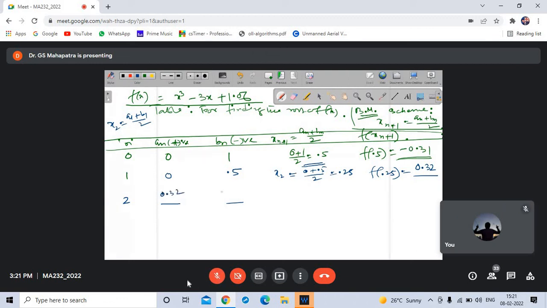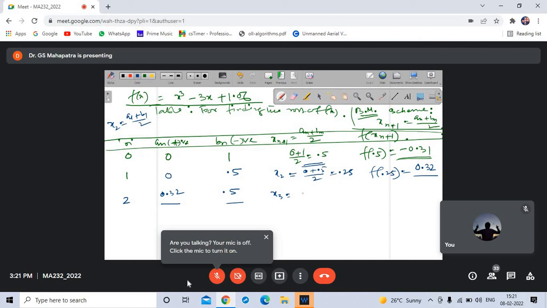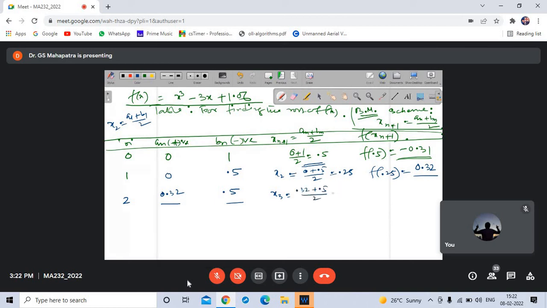0.32, it's remaining same. x3, I will not write again x3. We should not write all these things. So 0.32 plus 0.5 by 2. So what is the answer? So the answer is 0.5 and 0.32.